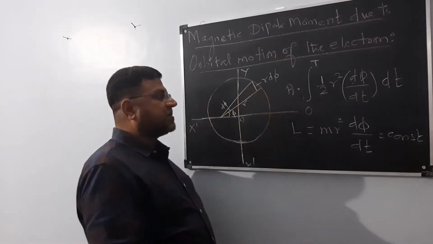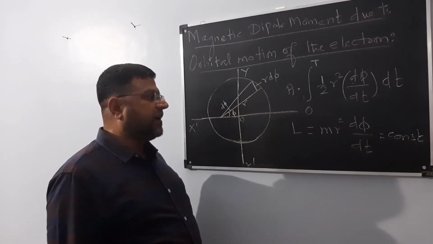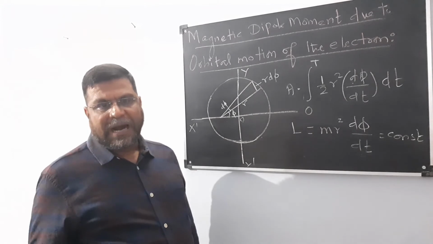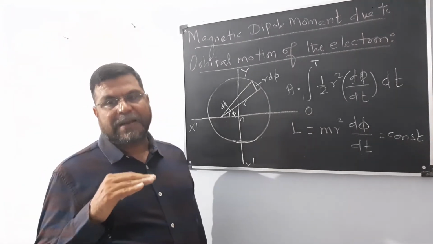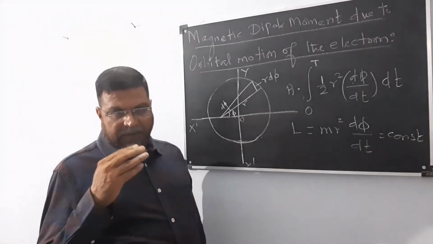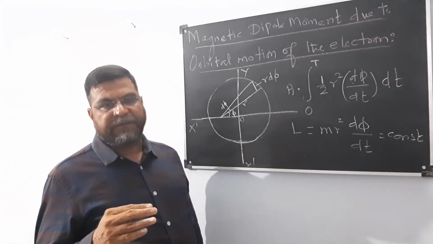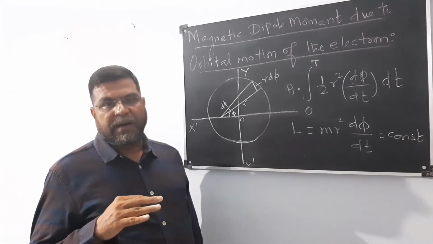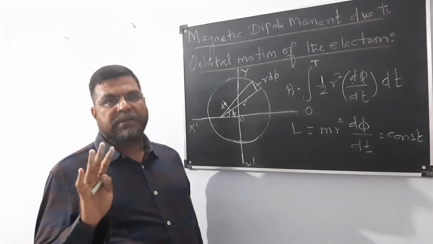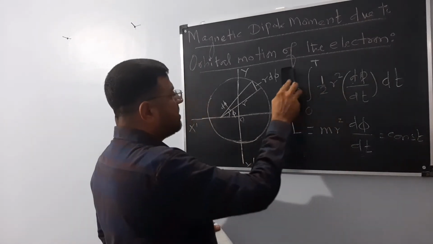Now we have to equate these two equations. ½ r² dφ/dt dt equals mr² dφ/dt, because these two equations are equal. Suppose at equilibrium state, the velocity exerted by the electron when revolving in a circular field will be equal to its angular momentum. You have to remember here, angular means circular motion, that means angular velocity, angular acceleration. So we have to equate these two equations.